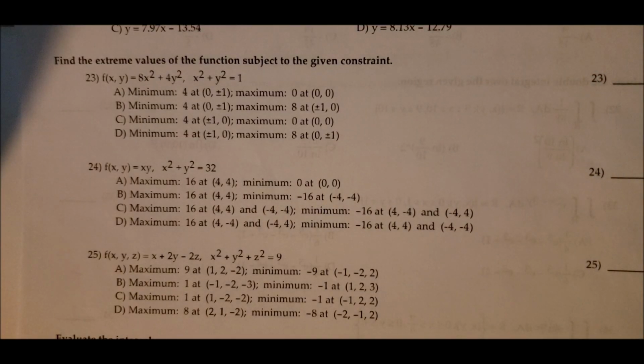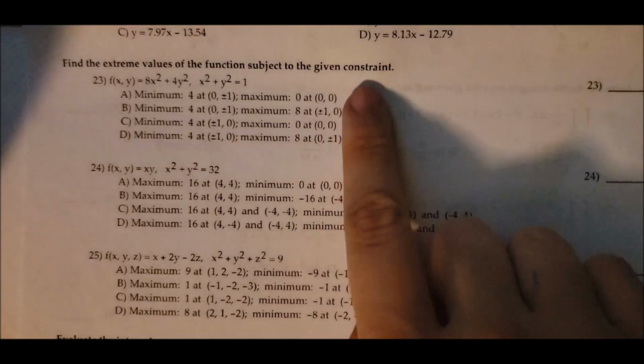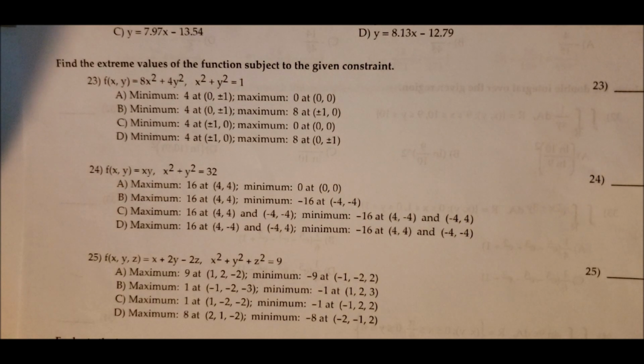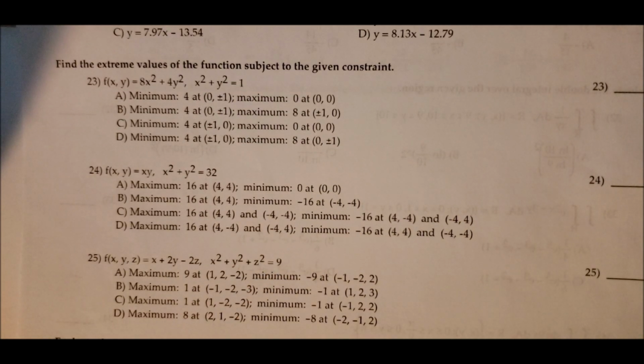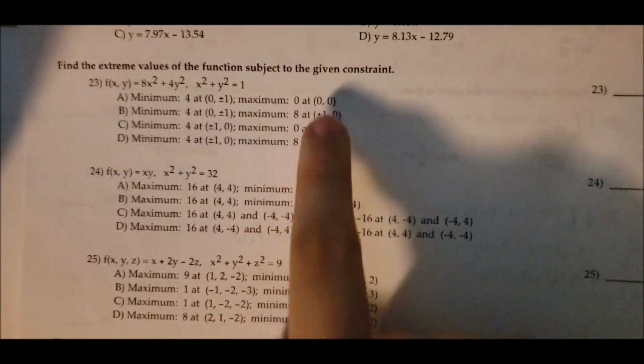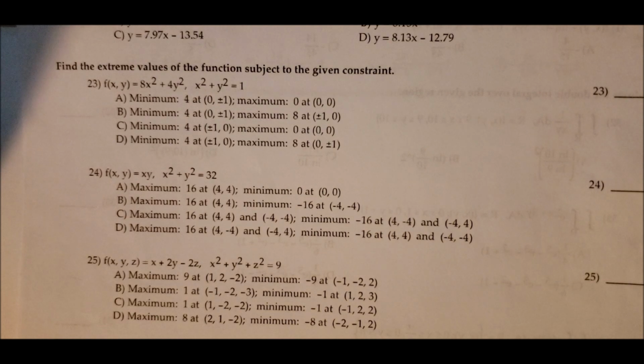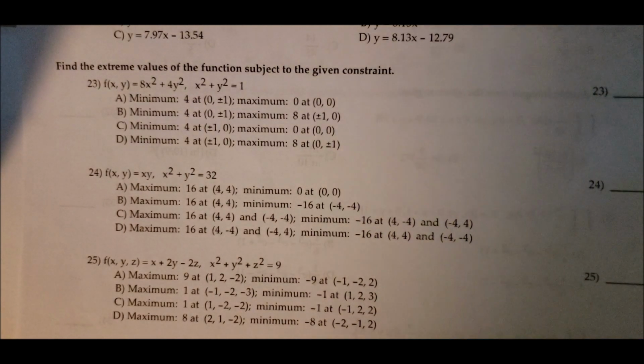So number 23 says find the extreme values of the function subject to the given constraint. When you have a constraint, you're going to have a Lagrange multiplier. And if you only have one constraint, you only have one Lagrange multiplier. If you were given 2 constraints, you'd have 2 Lagrange multipliers, and so forth, and it gets more complicated. So number 23.